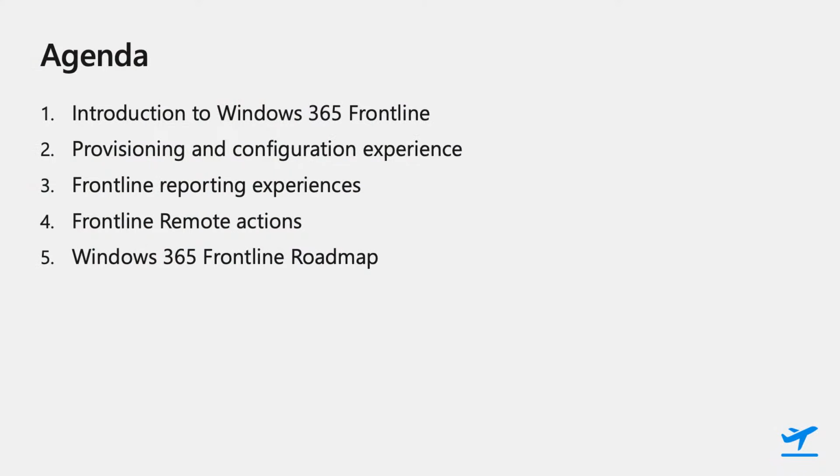So let's get started by talking a little bit about what we're going to be covering today for this session. First of all, we are going to talk about what Windows 365 Frontline is and introduce the concept and the offering. Then we'll talk a little bit about how to use Windows 365 Frontline through the provisioning and configuration experience, and then cover reporting experiences and remote actions. We'll wrap up the session by talking about our upcoming roadmap.